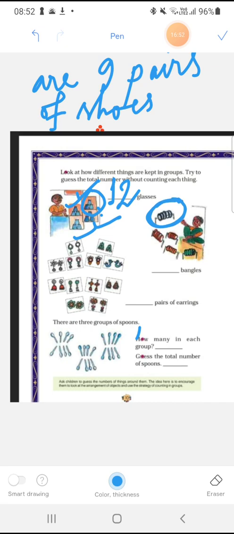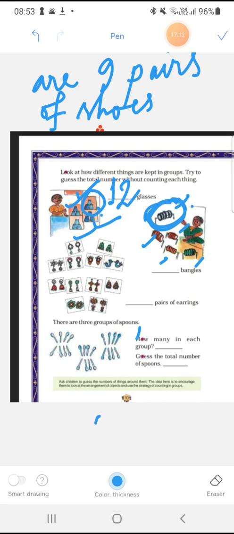In one group, you count only for one group. And then what you have to do, if the same number of things are there, is count the groups only. So how many groups are there? 1, 2, 3, 4, 5. So in one group 5 are there. In the same way, 5 groups are there.